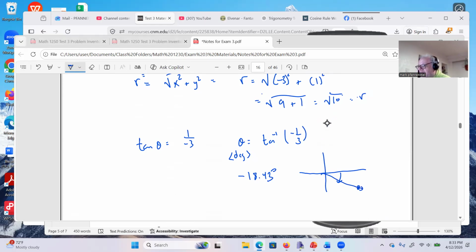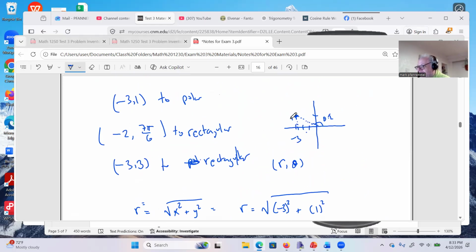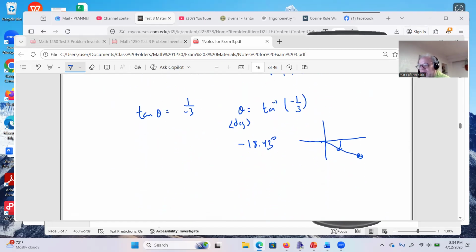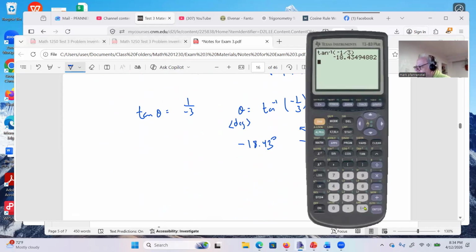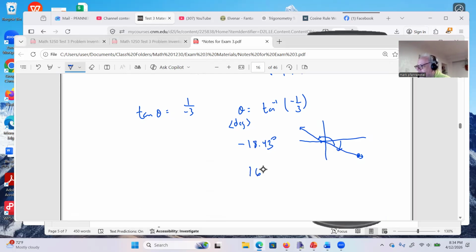So this is not the point that I graphed, is it? No, the point I graphed is in quadrant 2. This is in quadrant 4. This cannot be the angle I'm looking for. So what we're going to do is add 180 degrees to it to put it in quadrant 2. So we're going to say plus 180, just 180, not 188. And we end up with 161.57 degrees.